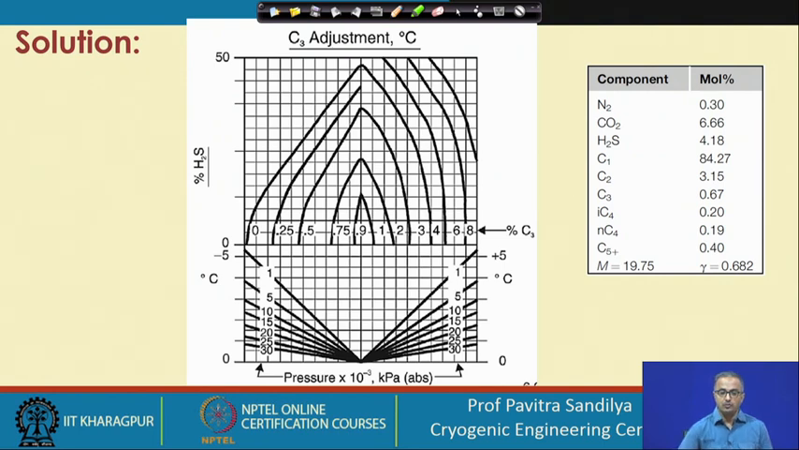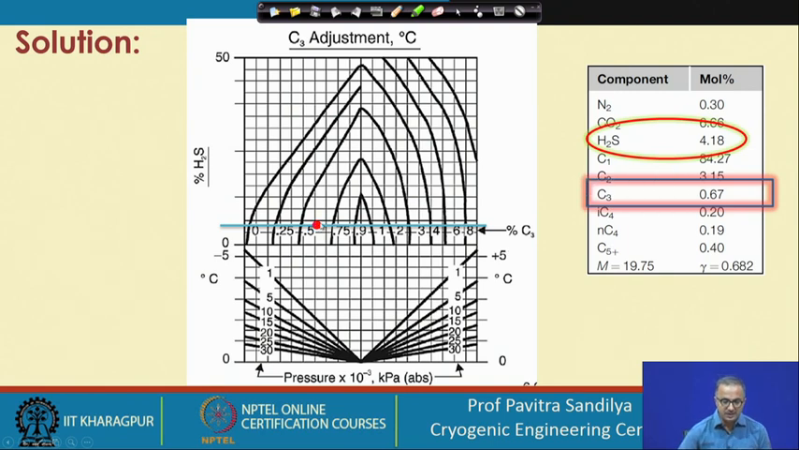Now to give the correction for the presence of the H2S, for the presence of the C3 component in H2S, what we do: first we locate this H2S, that is 4.18, and then the percentage of C3, that is propane, is given as 0.67 percent. Somewhere between 0.5 and 0.75 we locate this 0.67 by interpolation, and wherever it is intersecting, from that point we come down, and here we have the various pressures given.